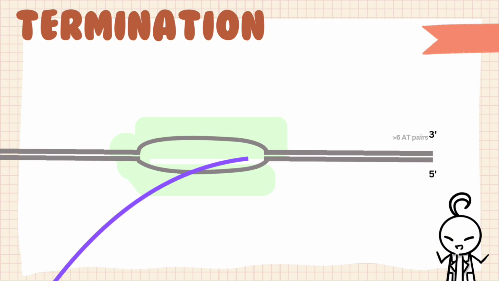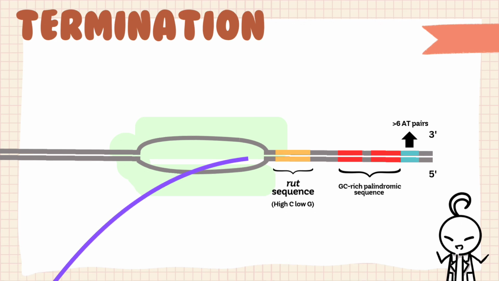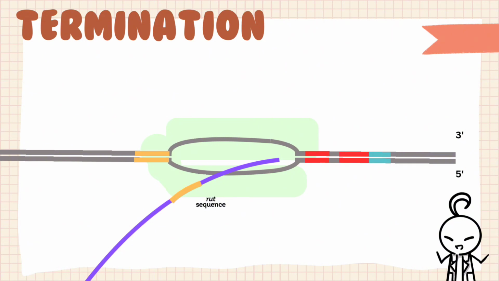Another type of termination also has a GC-rich palindrome and AT repeating sequence. However, this time there is another sequence located upstream that is known as the rut sequence. The transcribed rut sequence on the RNA strand becomes a binding site for a helicase known as Rho protein. This Rho protein will move along downstream of the RNA transcript.